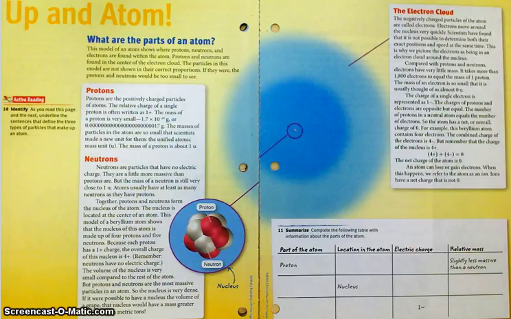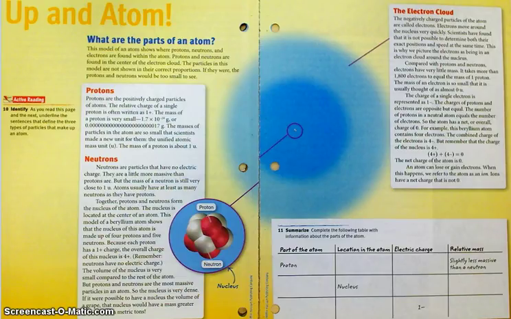All right, this is screencast number 2 for Unit 3, Lesson 1, and we're talking about the atom. I'm on page 118. What are the parts of an atom? Well, if you notice, the blue model on these two pages represents an atom. This model of an atom shows where protons, neutrons, and electrons are found within the atom.